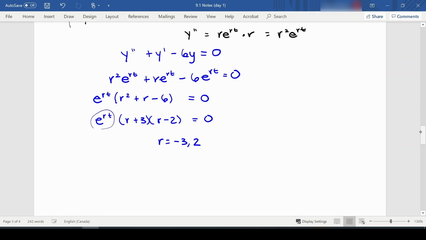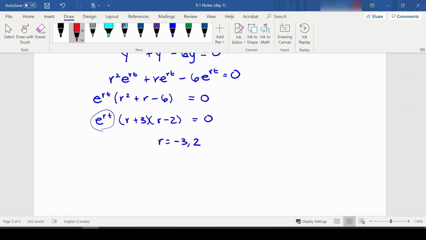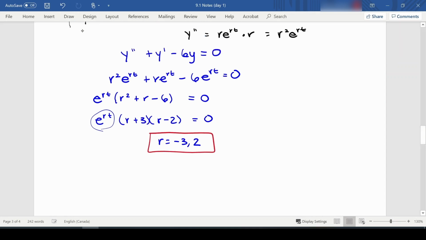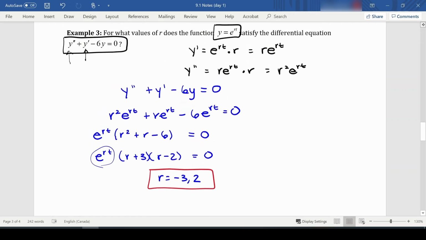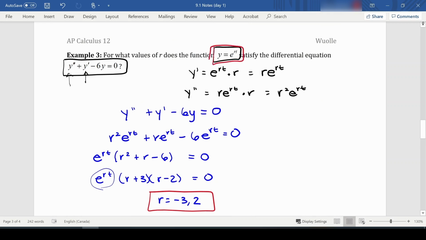We don't get any conditions from this because remember, e to the rt, that's never going to equal 0. So we get r is equal to -3 or +2. And those are our values of r that we could put into this y so that it would satisfy this differential equation.